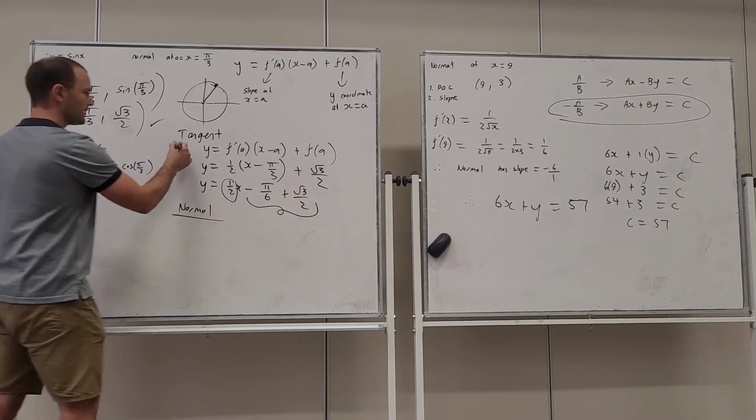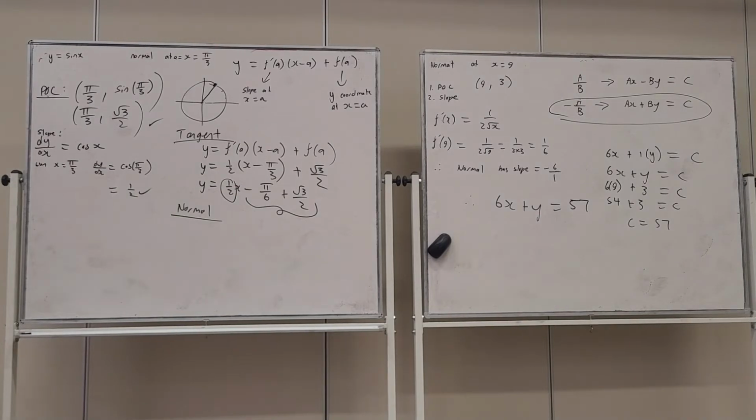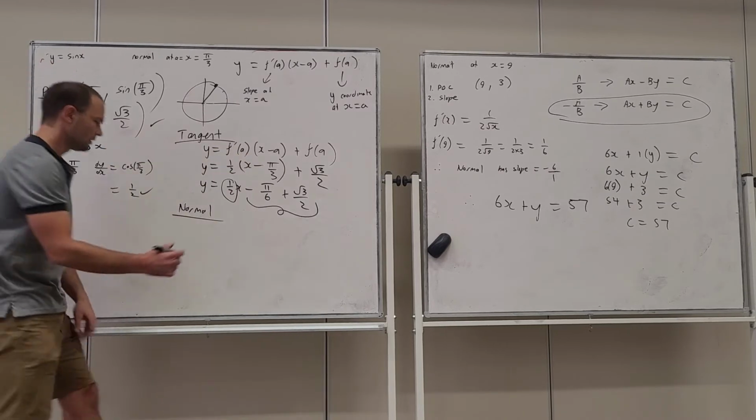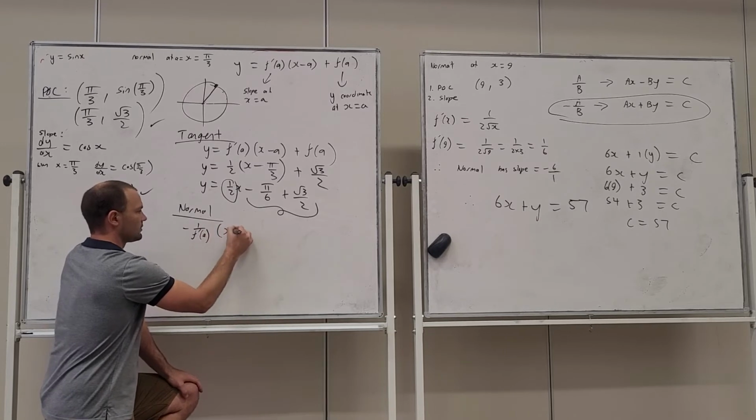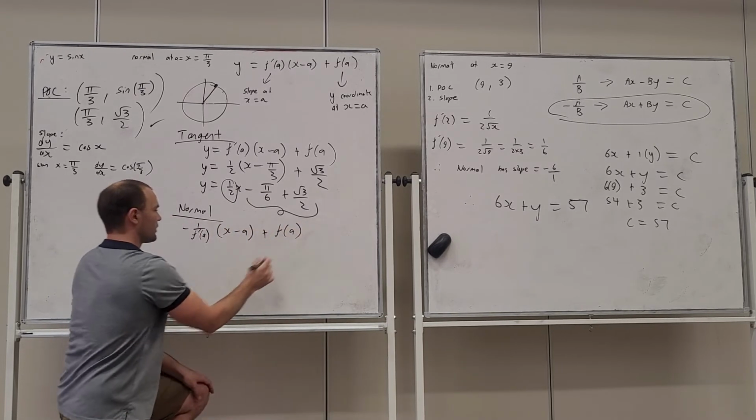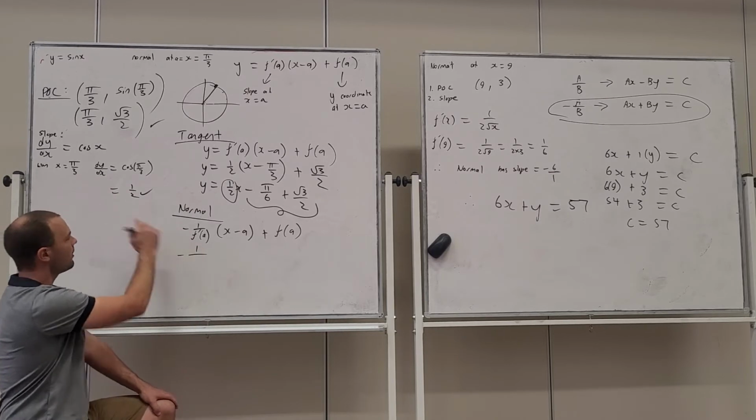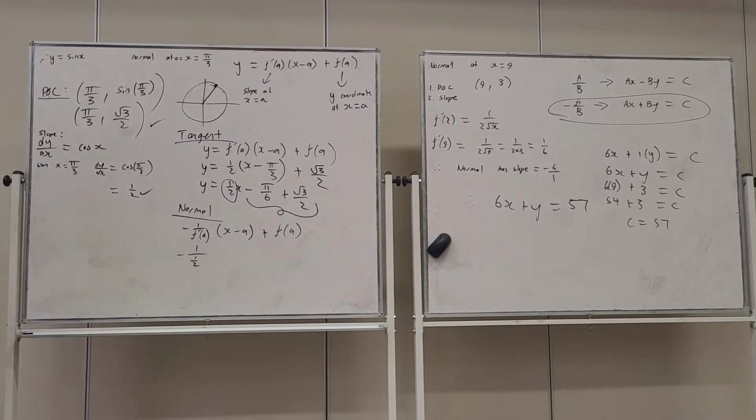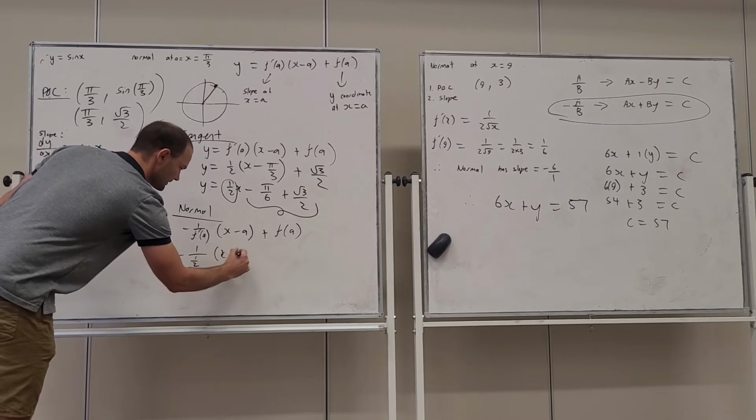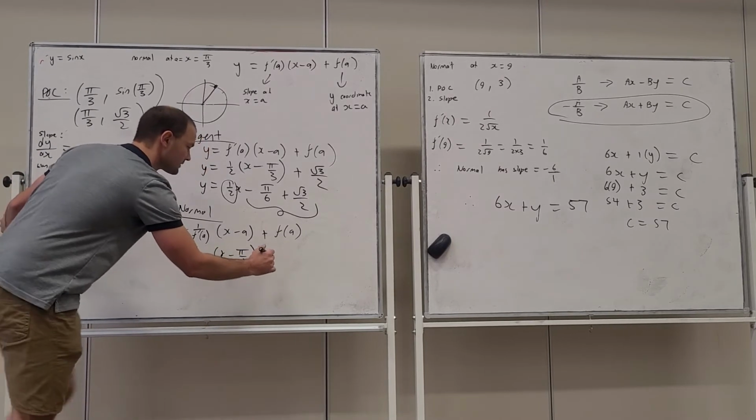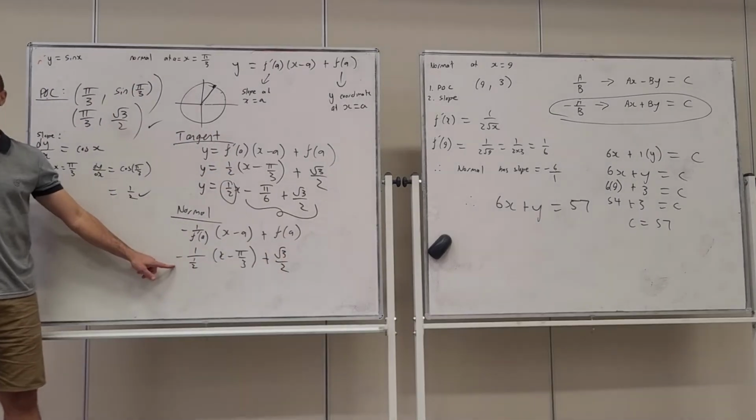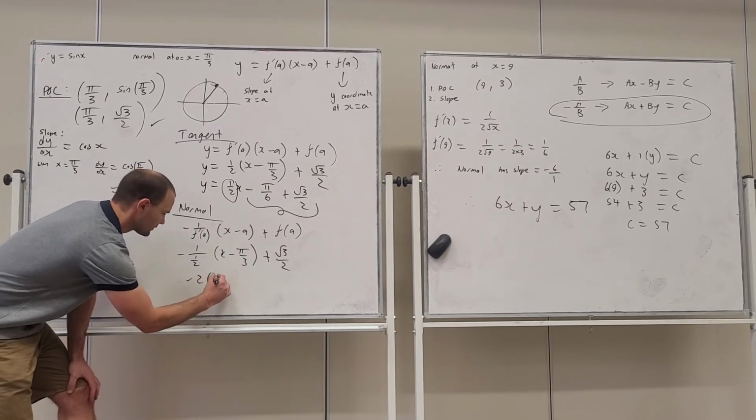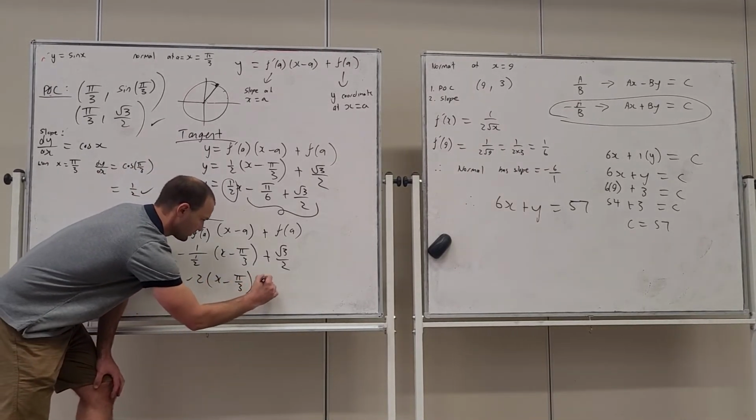Okay, everything stays the same except the slope. So in order to find the slope of the normal, you notice the formula is minus 1 on f dash of a, times x take a, plus f of a. So this becomes minus 1 on top of a half, and then it's times x take pi on 3 plus root 3 on 2. And 1 divided by a half is 2. So it's minus 2 times x take pi on 3 plus root 3 on 2.